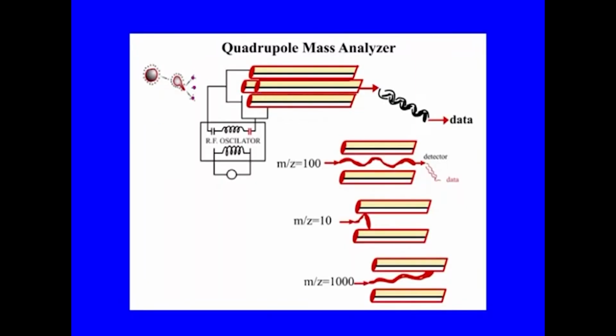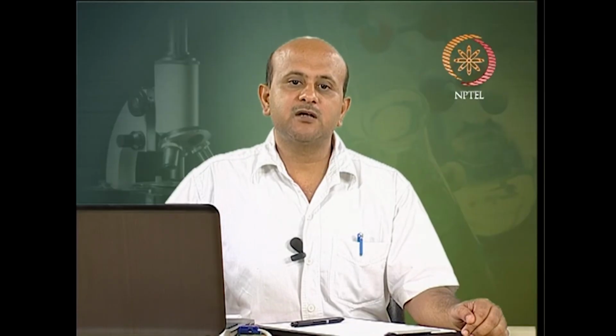This is a typical quadrupole mass analyzer, where you have an RF oscillator, a mass analyzer, and you get data. They are different at different frequencies, so you will get different m/z ratios detected. Then there is the quadrupole ion trap. The physics behind the quadrupole and the quadrupole ion trap are similar.